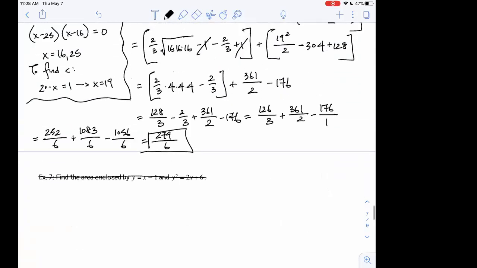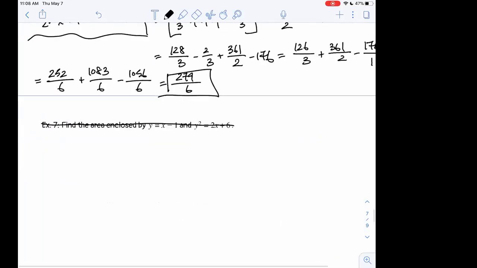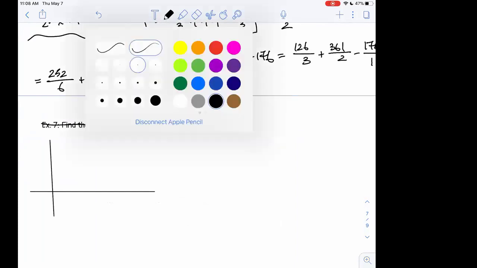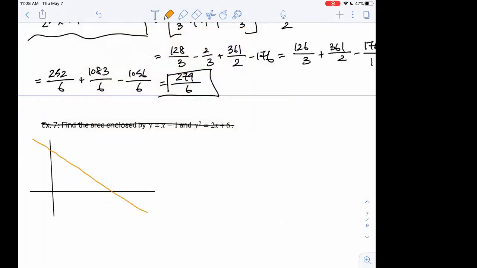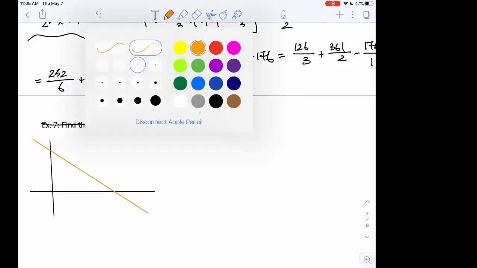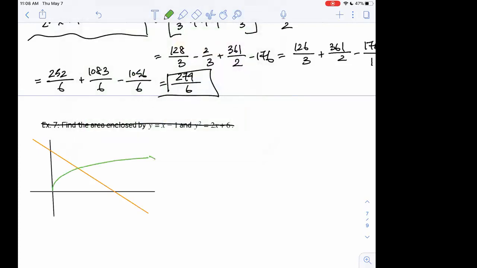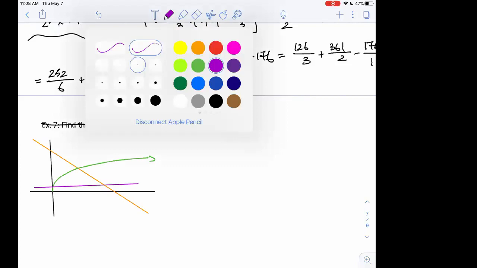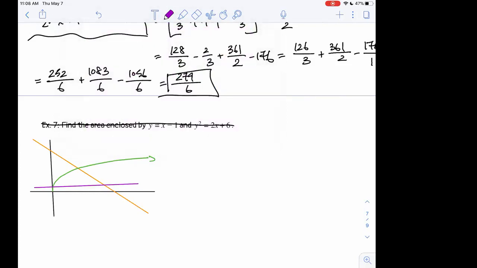Well, let's put that down here. So if I were to redraw my diagram from earlier, I have my linear function. I have my square root function. And I have my linear function, the straight line that goes horizontal. And we've already found some of these intersections. So for example, I know that this has a y value of 1, okay?